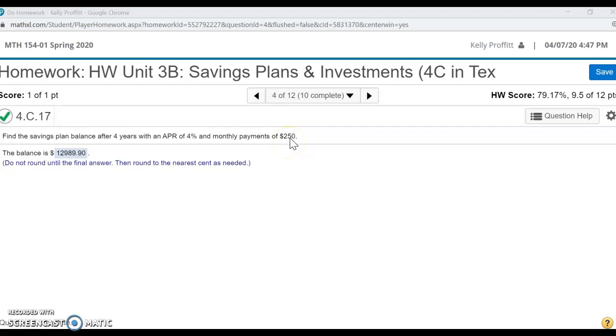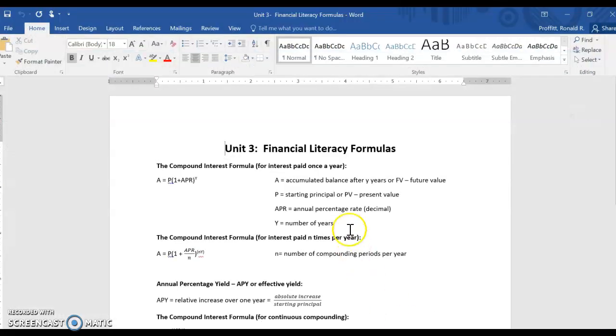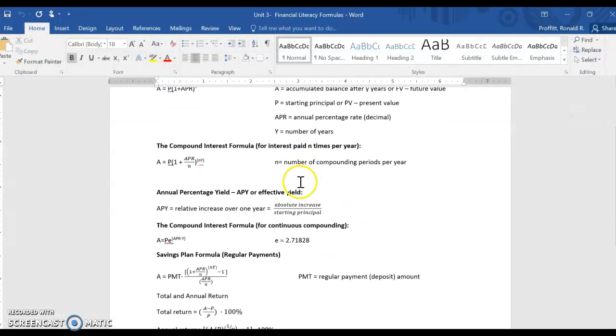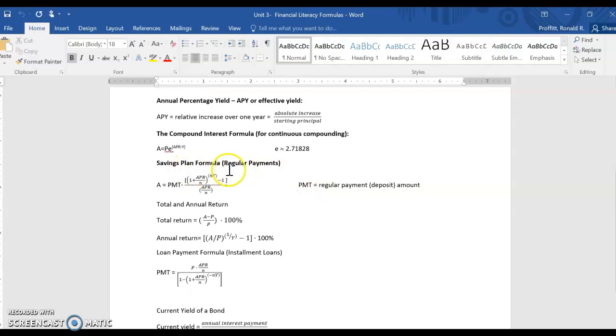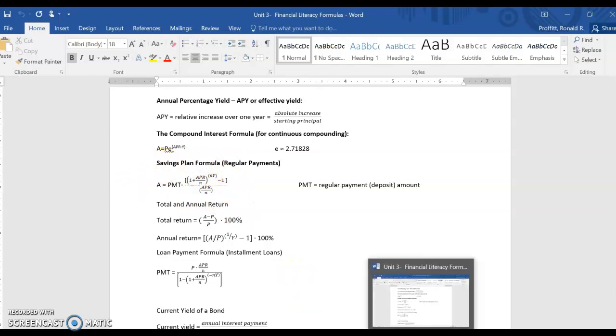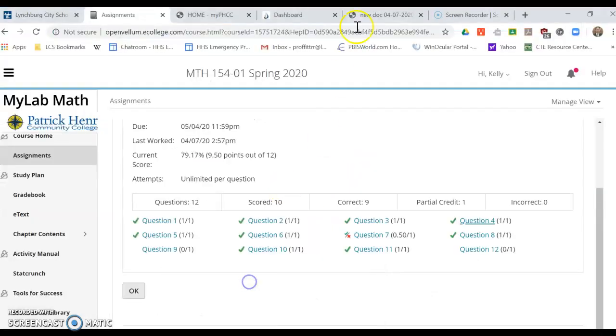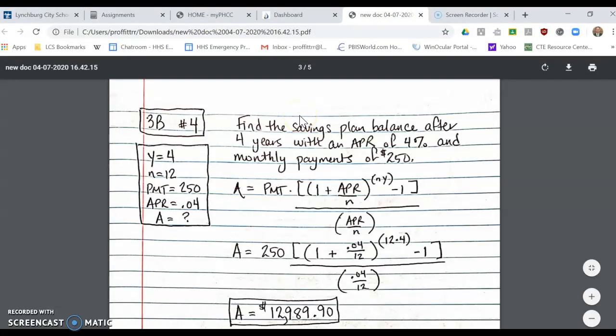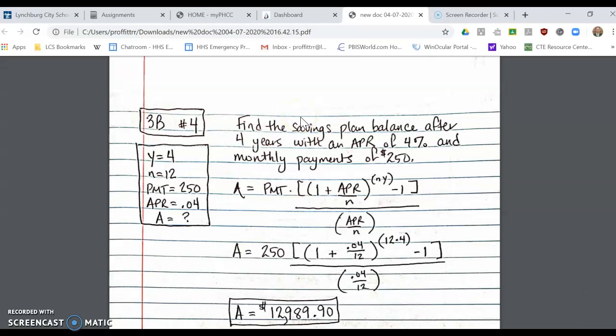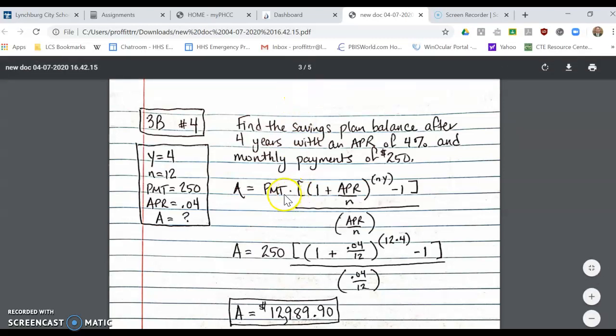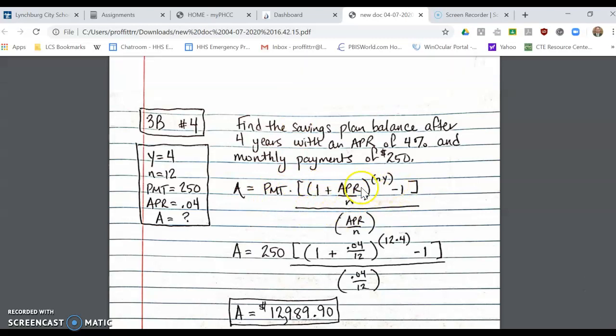Okay, so what you're going to do to work a problem like this is go to your formula sheet, which is on Canvas, and use the savings plan formula. All right, this is the formula that I'm going to use. I went ahead and wrote out this problem in a document so that you can see what I did. So here is the formula that I started with, the savings plan formula that's on your formula sheet.